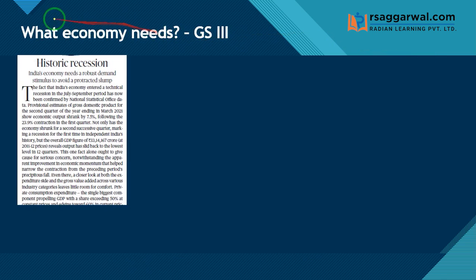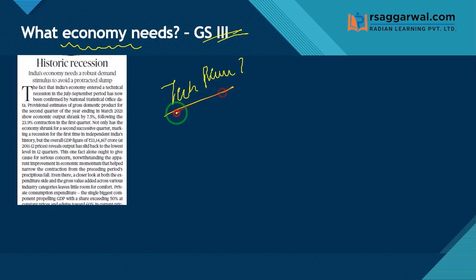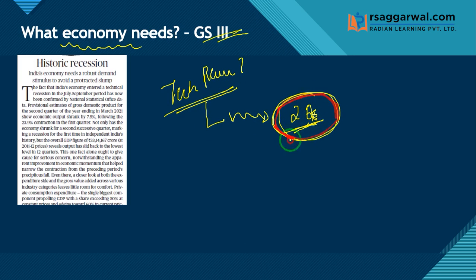Here we are talking about what the economy needs. This caters to GS paper 3, Indian economy. Now we know that we have entered a technical recession. What is the meaning of a technical recession? It is where the economy contracts for two successive quarters. We have seen it starting with 23%, it has gone down, and now again by 7.5% or so, it has gone down.